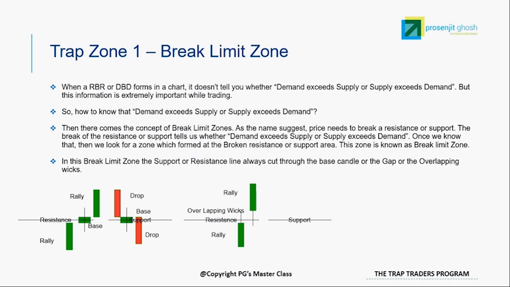Same way there is a support, right? Support means some time back price came here and thereafter it bounced from this level. So this is my support. So what happens here? The same way, this is exactly the opposite of the demand which we discussed just now, the overlapping wick. So there is a drop candle with a wick at the bottom.